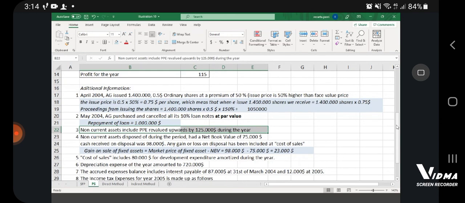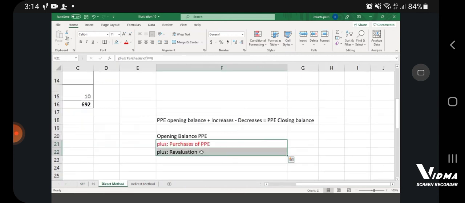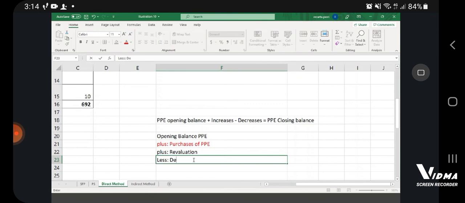So nothing like that, okay? This is the only reason why we have an increase in property, plant and equipment. We purchase new ones or revalue what we already have. Less what? What are the decreases? Less depreciation. That is one common cause to have a decrease in the value of property, plant and equipment.